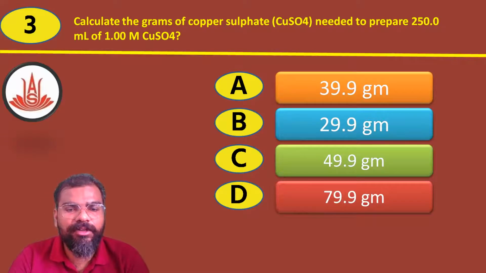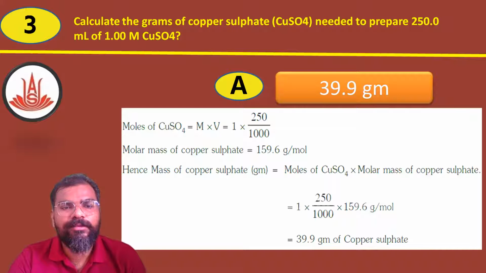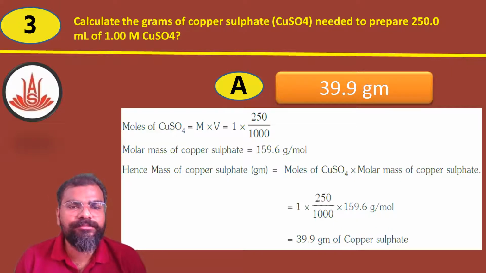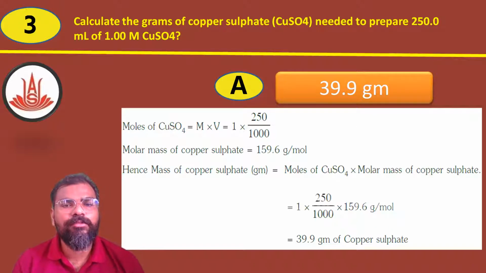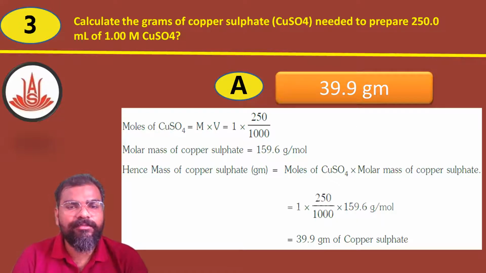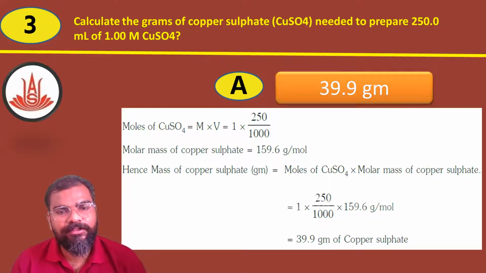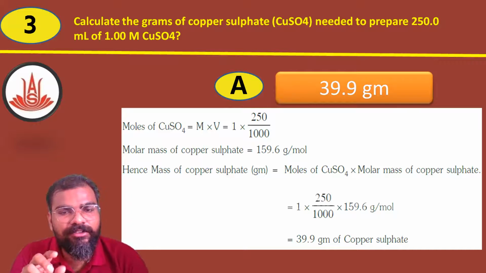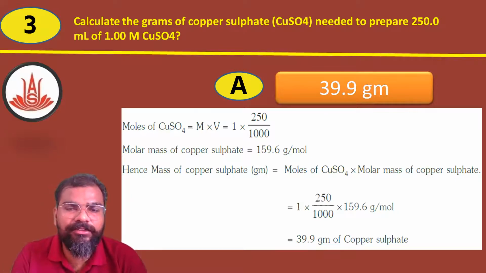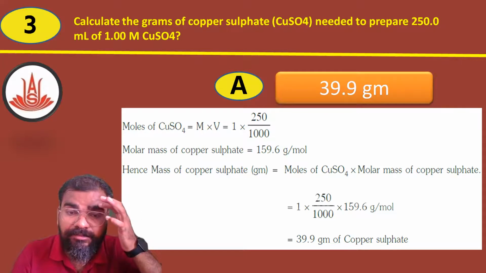Okay, let us solve this. See, moles of copper sulfate is equal to capital M into V. So capital M, they have given 1. V is equal to 250 upon 1000. If you simplify this, you will get the moles of copper sulfate. Or else, don't do the calculation over here. Later on we have to do the calculation once again, so keep it as the same.